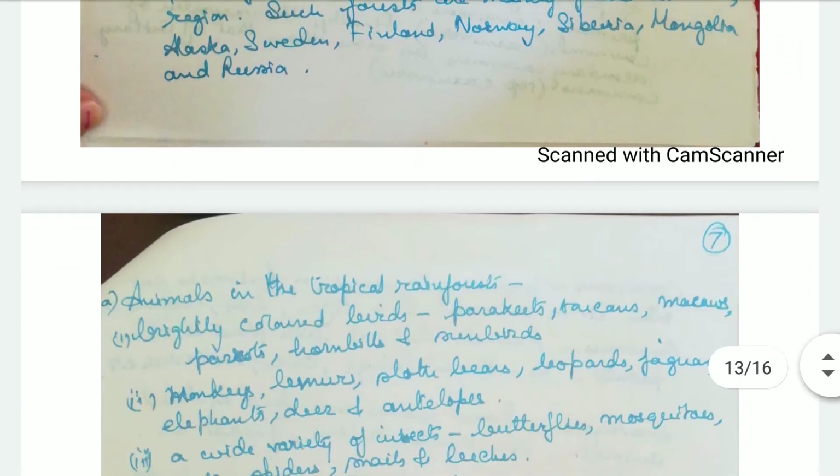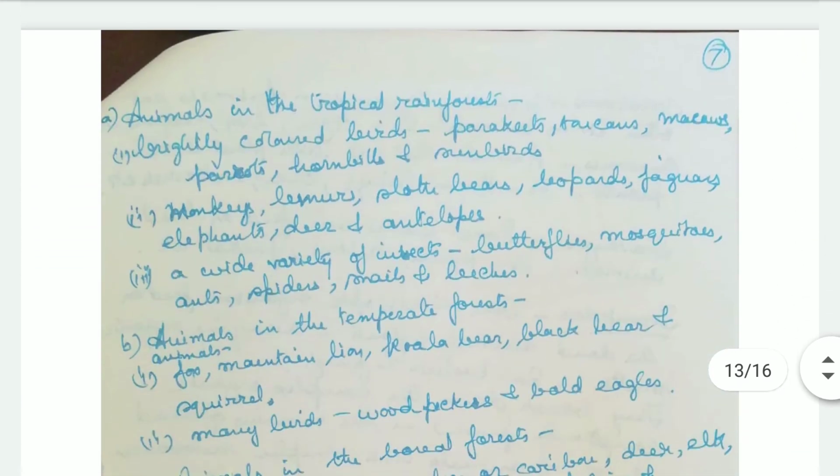Okay. The animals in the tropical forest are brightly colored birds like parakeets, toucans, macaws, parrots, hornbills, and sunbirds. Then there are monkeys, lemurs, sloth bears, leopards, jaguars, elephants, deer, and antelopes. Then insects are present in wide varieties in this tropical rainforest, like butterflies, mosquitoes, ants, spiders, snails, and leeches.